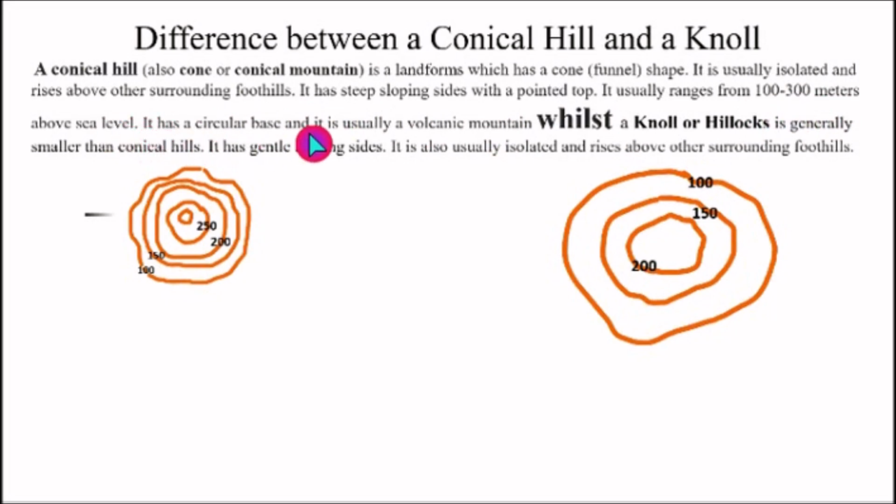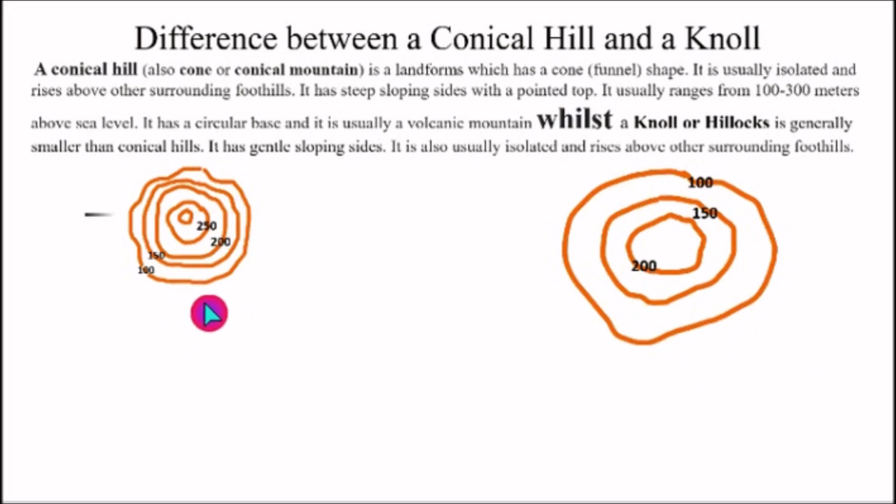It has a circular base and it is usually a volcanic mountain, whilst a knoll or hillock is generally smaller than conical hills. It has gentle sloping sides. It is usually isolated and rises above other surrounding foothills. This contour is representing a conical hill, and this contour is representing a knoll.